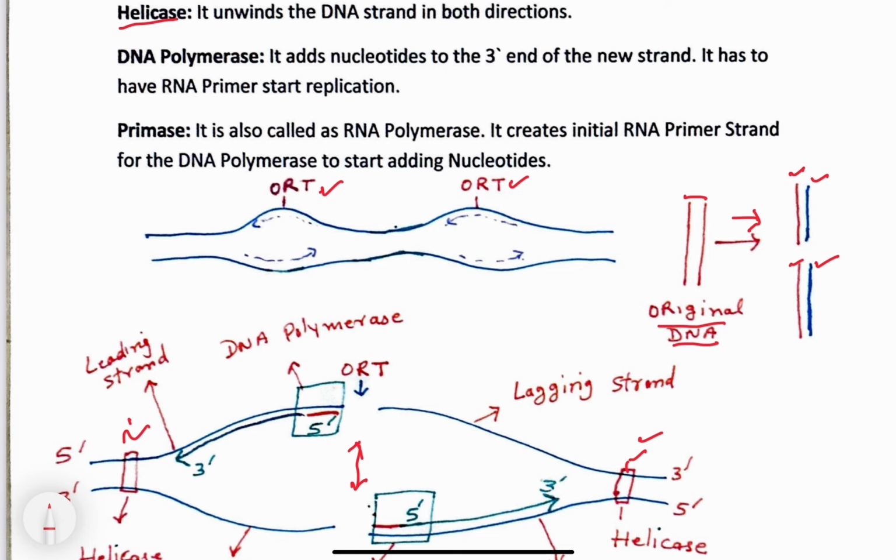What is a DNA polymerase? It adds nucleotides to the 3 prime end of the new strand, but it has to have an RNA primer. So this is a DNA polymerase I showed you in the picture. This box right here that I made is a DNA polymerase. So it joins at a location where the DNA replication is going to be started.